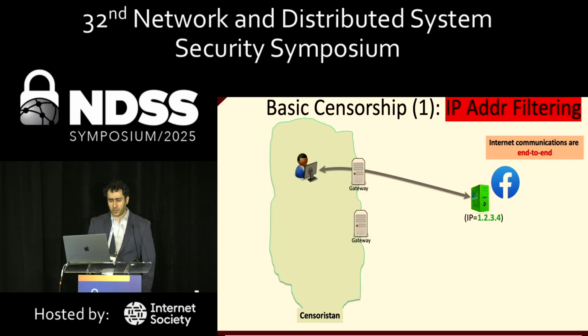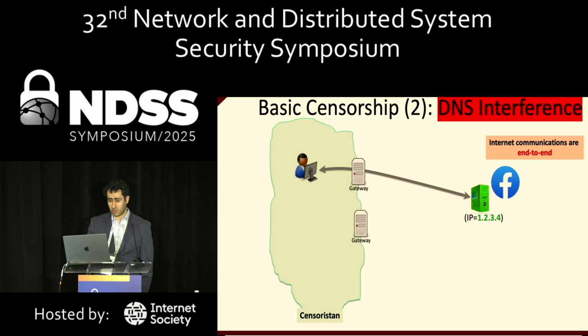So again, suppose you're in this country, Censoristan, and you want to go to Facebook. Let's see how the censors can actually block your connection. So internet communications are end-to-end, and anything that you do on the internet has an IP address or an identity, right? And therefore, the most trivial way of blocking Facebook is to learn the IP address of Facebook and add it to a block list, and that block list contains IP addresses of all the other websites and services that they want to block. And this is one of the most basic mechanisms of censorship, which is referred to as IP address blocking.